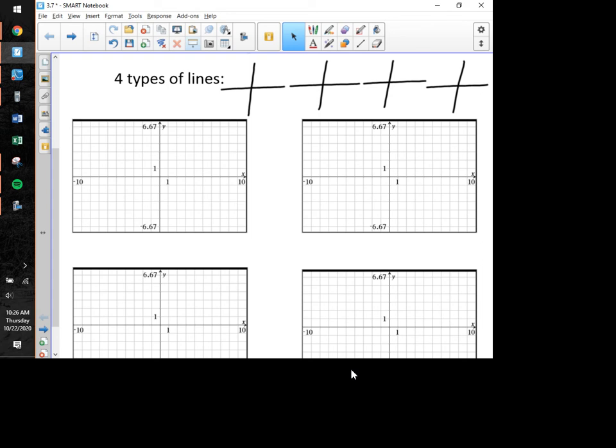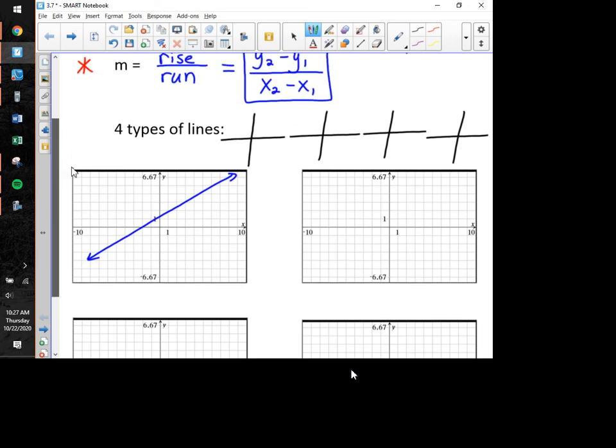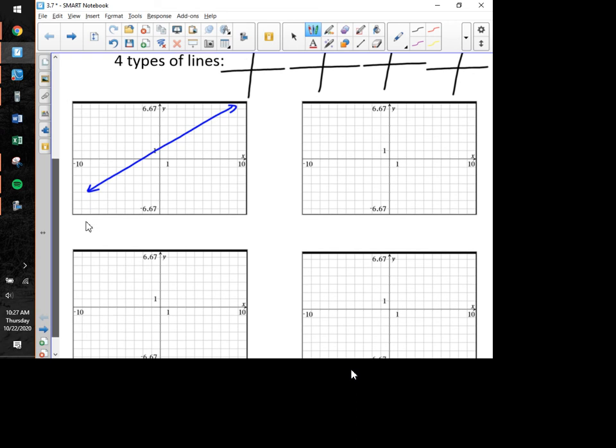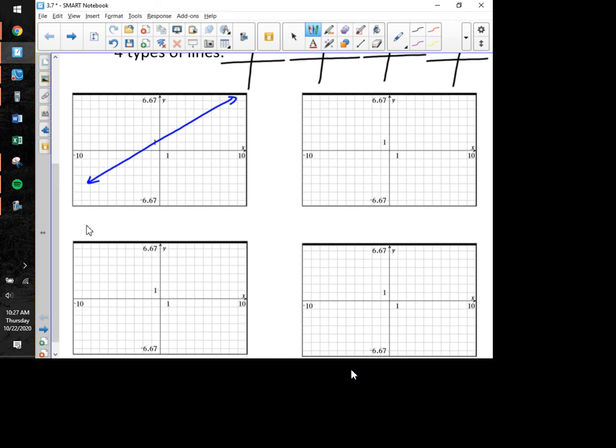Okay, when I talk about 4 types of lines, let me show you what I mean. And no, straight is not one of the 4 types because every line is straight. The first kind of line we're going to draw is one that does this. Okay, and if we go back to our definition of slope that we wrote down earlier, slope is a numerical measurement of how steeply a line is rising or falling. So my first question for you guys is, this line that I just drew right here in blue, is that line rising or falling? Now that's actually an interesting question, because if you were standing somewhere on that line, it is both rising and falling depending on the direction that you are looking or facing or walking.